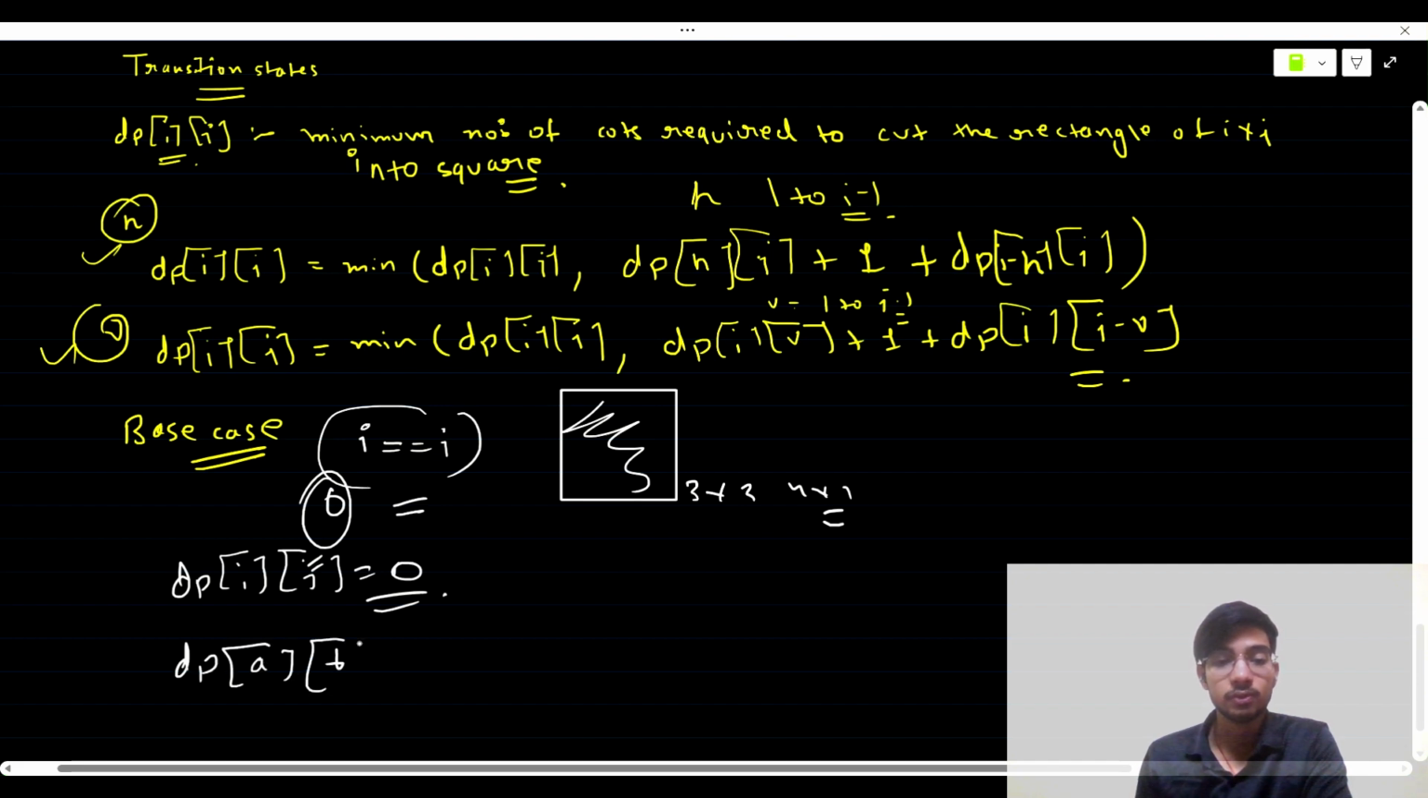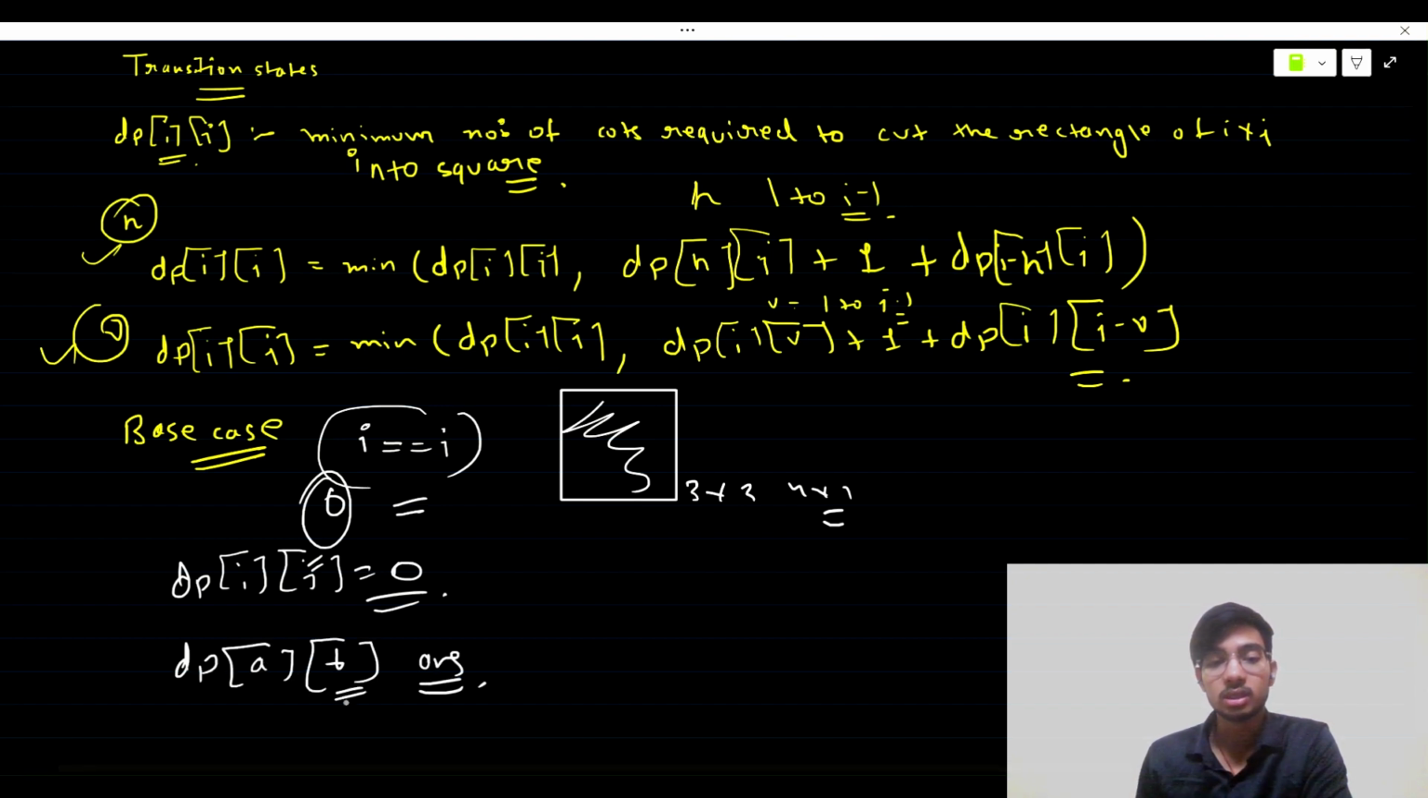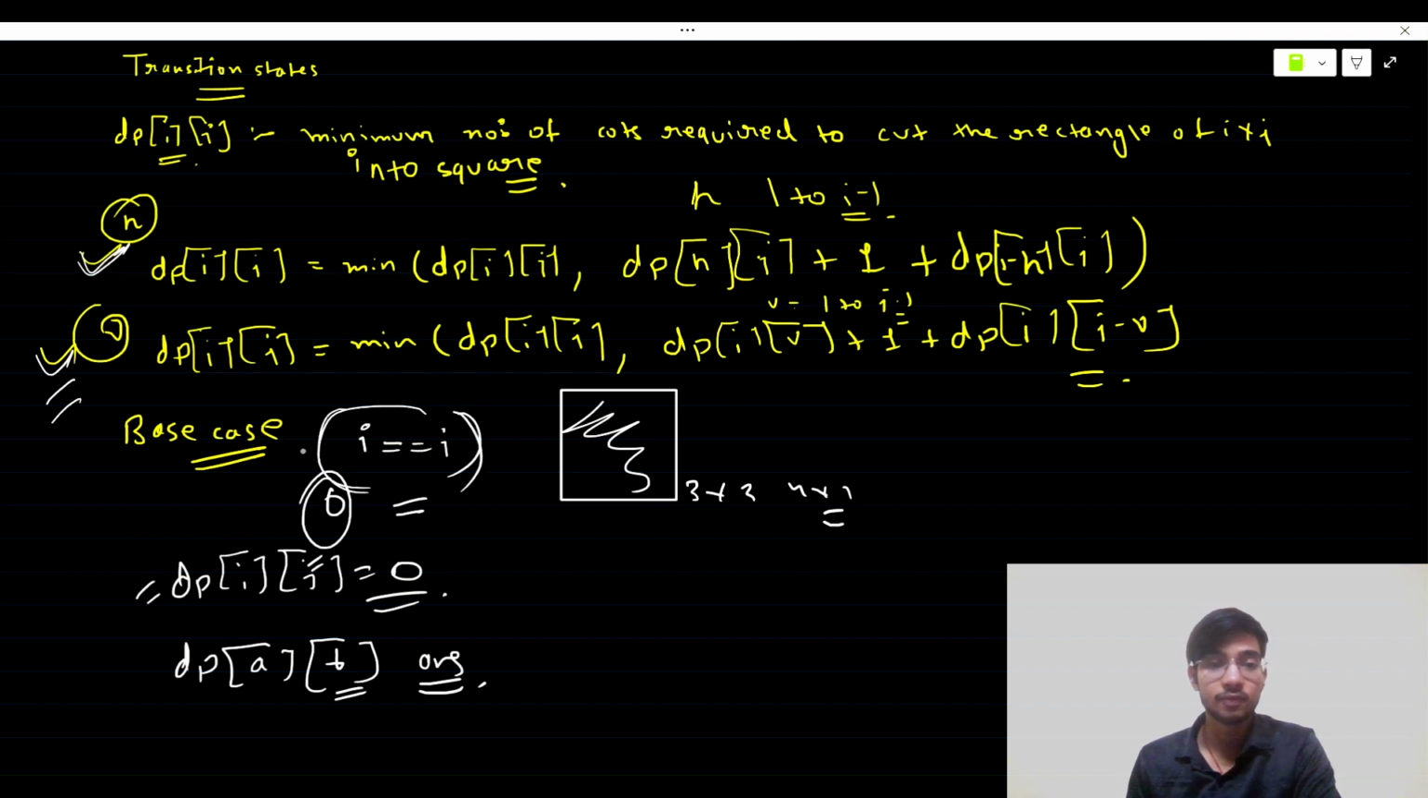And finally, we are going to solve for dp of a b. So this is our answer, right? This is what the transition states look like. And this is our base case: dp of i j is 0 if i equals j. That is, this is already a square, we do not need to cut, right? So the final answer we are going to solve for is a b, the minimum number of cuts to cut a rectangle of a cross b into squares, right? Perfect. Now let's try to code it.